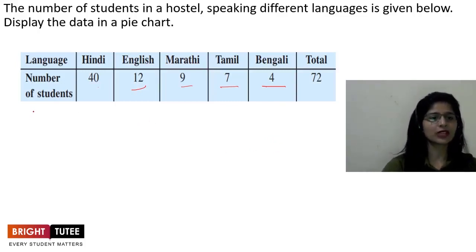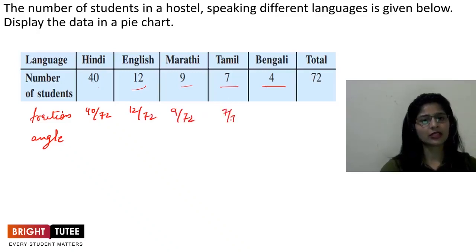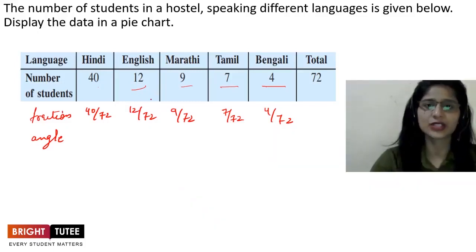So the number of students is given, we will find out the fraction and we will find out the angle, and then we will form a pie chart. So 40 upon 72 first of all, then 12 upon 72, 9 upon 72, then 7 upon 72, then 4 upon 72. These would be the fractions. Then these fractions we are going to multiply with 360 degrees to find out the angles. So let us solve it.